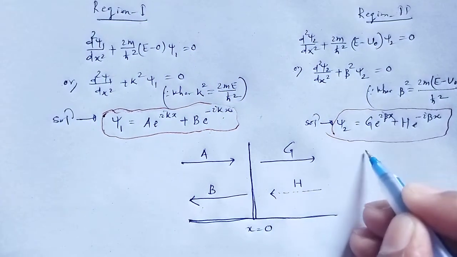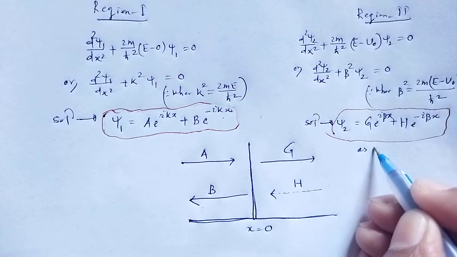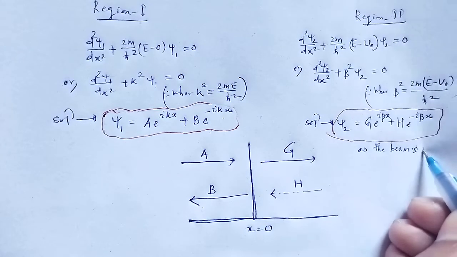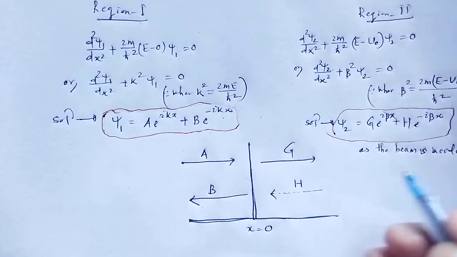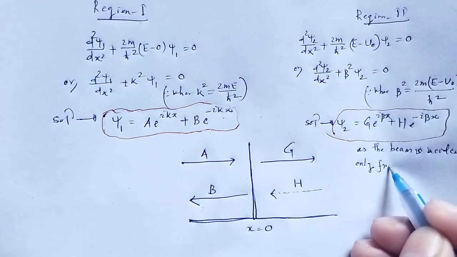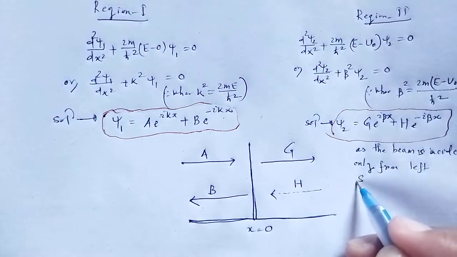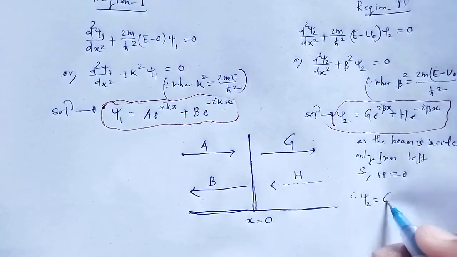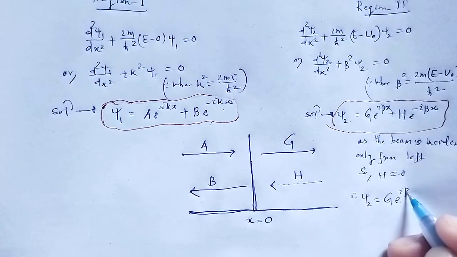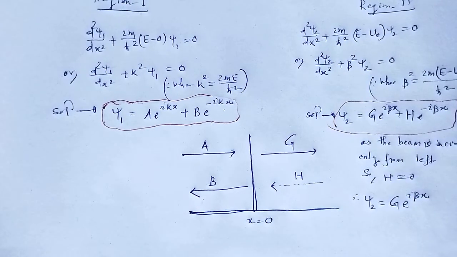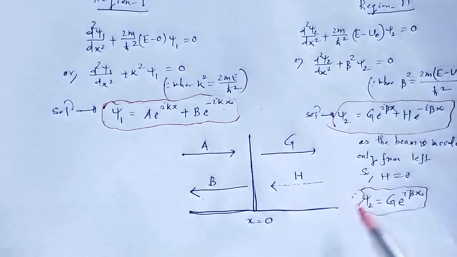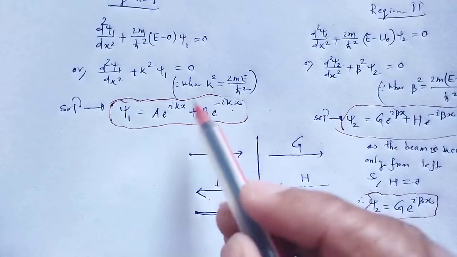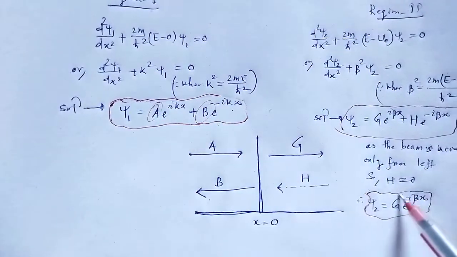Here H is equal to 0, as the beam is incident only from the left. Therefore the solution psi 2 only depends upon G e to the power i beta x. Let us evaluate these amplitudes A, B and G.